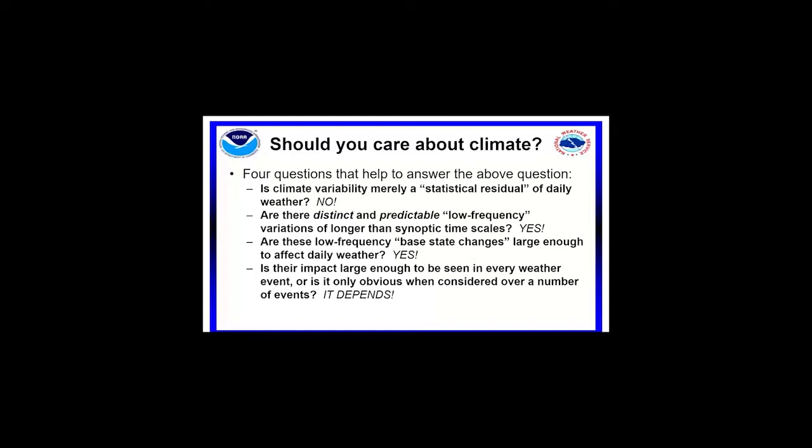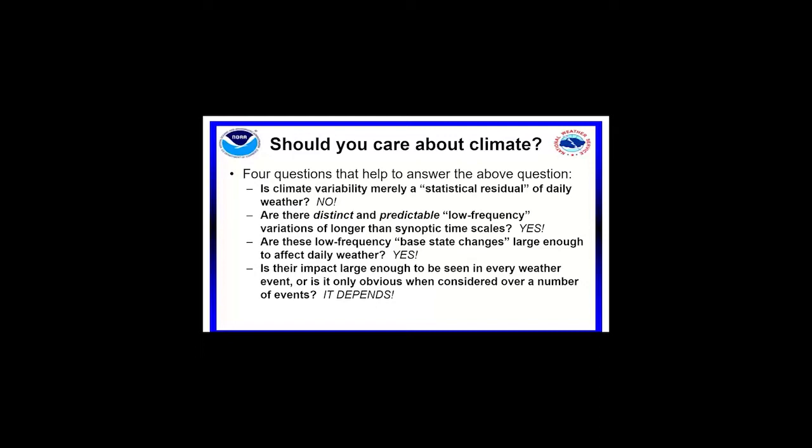So 4 questions that help us answer the question about, should we care about climate? So one of my goals is to motivate interest in climate variability. All right, so is climate variability just a statistical residual or just noise? The answer is no. All right, so there are distinct and predictable low frequency variations longer than synoptic timescales. And we're going to talk about some of them today, our most predictable versions of that.